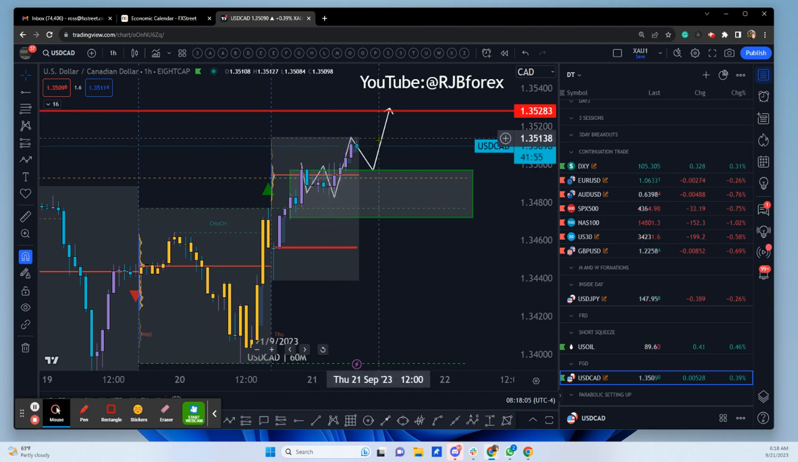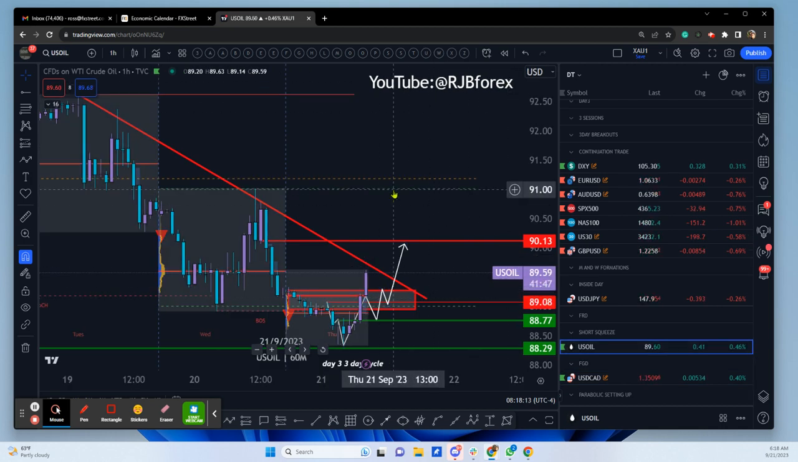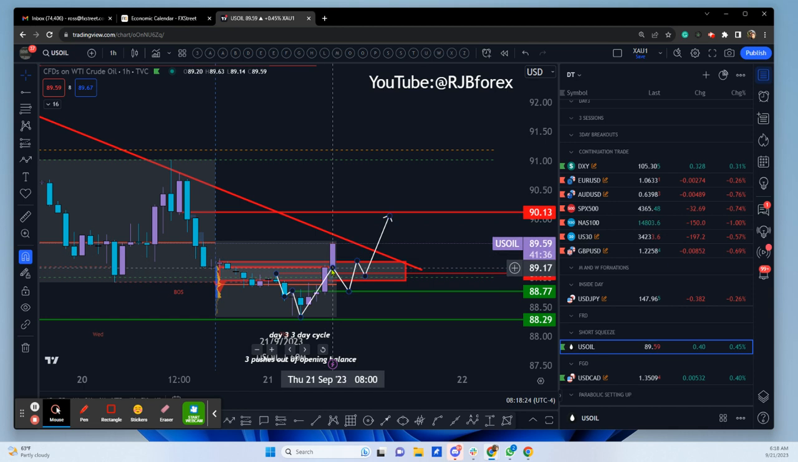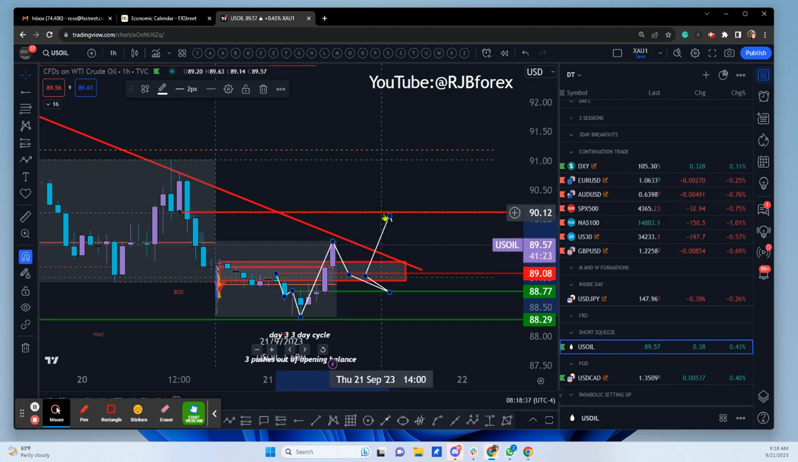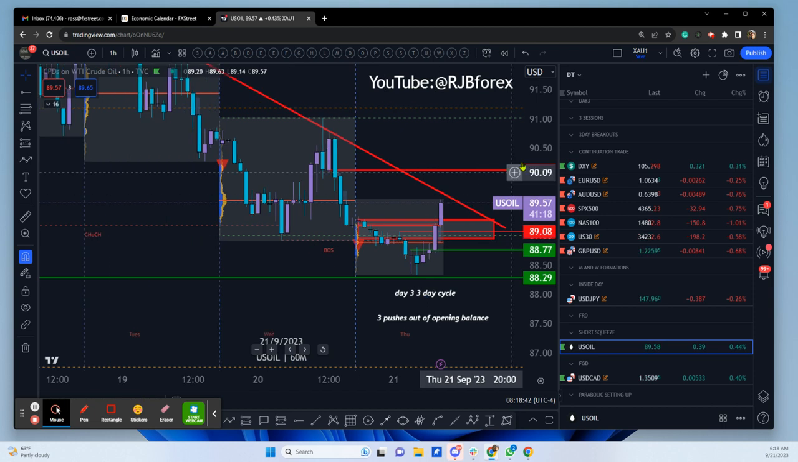Oil. Right, well, we've already started to see this move that I was looking at earlier this morning, so it's already rallied. Okay, fine. So we've got to move that up now. So W formation. So looking for the pullback. This leg here, I'm looking for the pullback and then to ride it higher. So what we've got here is we're day 3 of a 3-day cycle. So let me explain that.